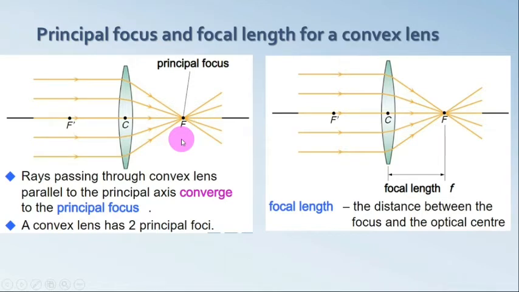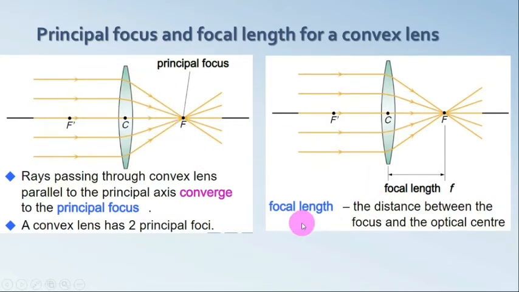Who knows? Because I can put an object here or a source of light, and also from this side, and it works from both sides, not the same as mirrors. For example, mirrors, we can only use the mirror from one side, not from both sides, but the lens, no, I can use it from any side I want. That's why each lens has two principal foci.